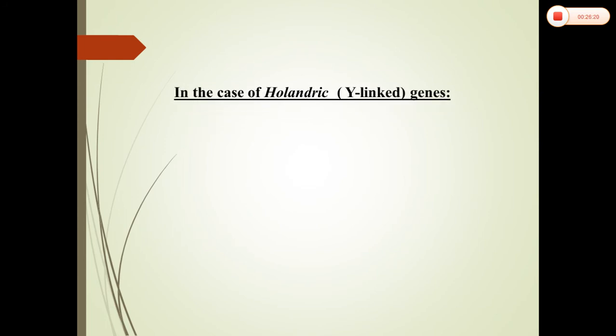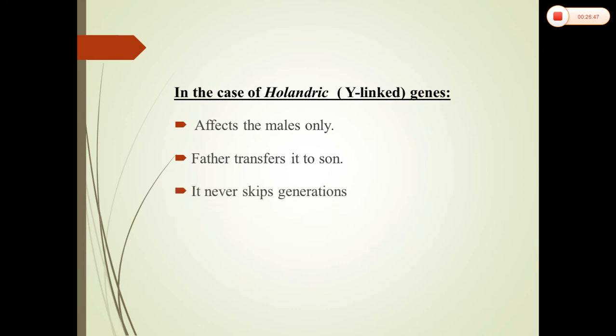Now next one, holandric gene, Y-linked gene. Y-linked genes always affect males only. The father transfers it to the son. So very simple. In a pedigree chart, if the father is affected, sons in the next generation are affected, and in the third generation grandsons are affected, obviously it is a holandric trait, or a Y-linked trait. It never skips a generation. It appears in boys of every generation. Fine.